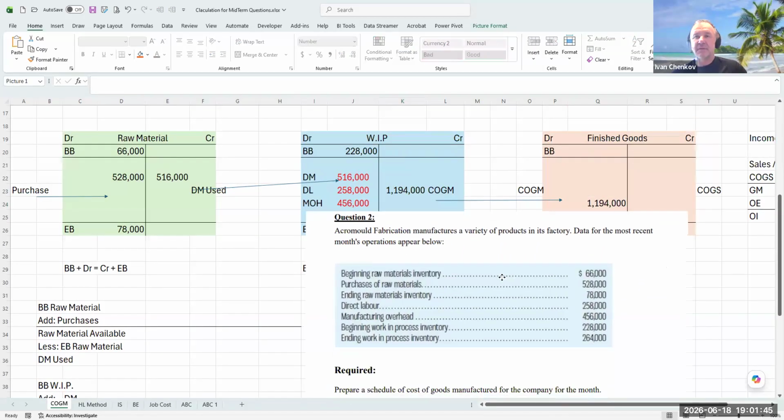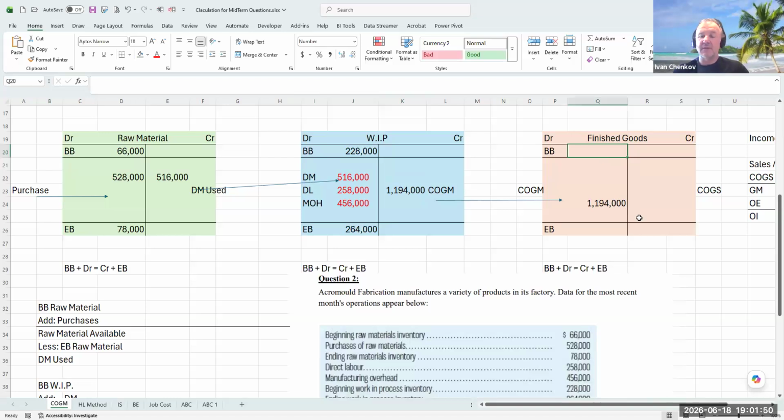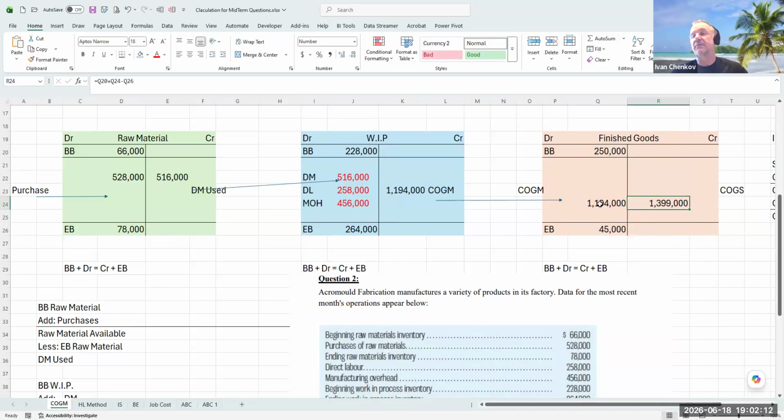Now, since this question only asks for cost of goods manufactured, we can easily plug in some numbers. Let's say 250,000 beginning balance, and the ending balance, let's leave it at 45,000. Let's sell everything possible, get some cash for this company. Beginning balance plus what we manufactured minus what's left, which we haven't sold yet, is going to give us cost of goods sold. And that's how we're getting the cost of goods sold. That's how simple it is.